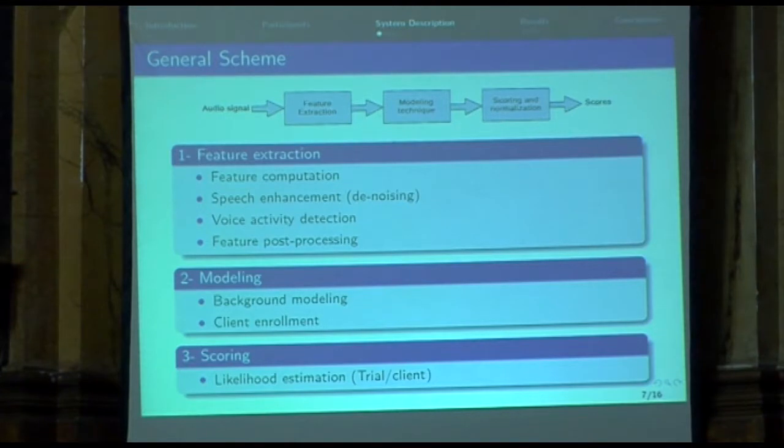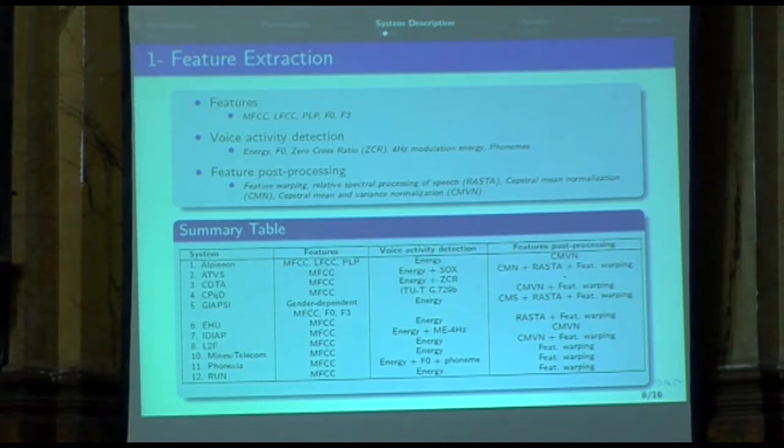The second step is modeling, where people model the background, and then in the second step they enroll the client-specific model. The third step is the scoring, where they estimate the likelihood between the trial and the client-specific model. So that's the general architecture of a speaker recognition system that all the participants were doing. So, let's now go into more detail on what those participants were using.